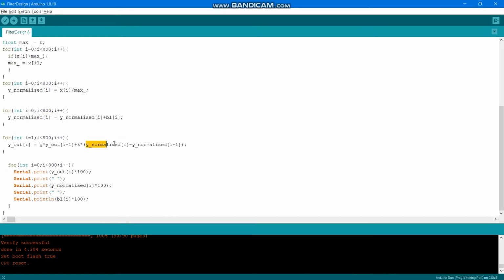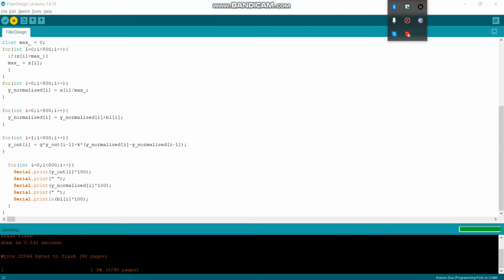Now, in this normalized array, we are going to add the baseline component, that is b1 of i, over the 800 samples, and then run this y normalized as an input to our digital filter to find out the y output. So let us see. Let's upload this code.